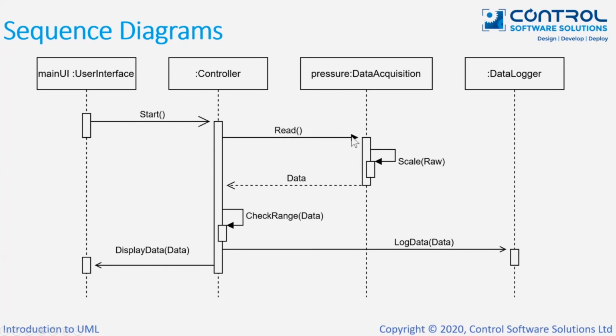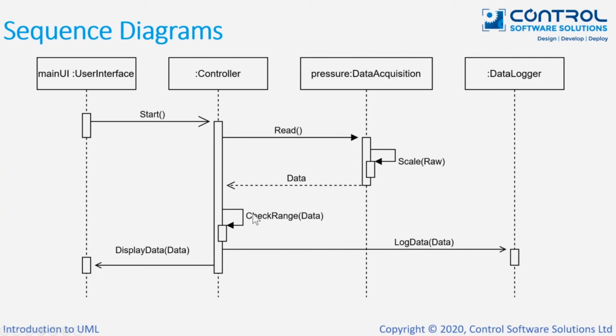A closed arrowhead means that it's a synchronous activity. So this might not be done over a queue at all. This pressure object might be inside the controller. And we basically talk to it, we read, it's a synchronous thing, it continues until we return the data.